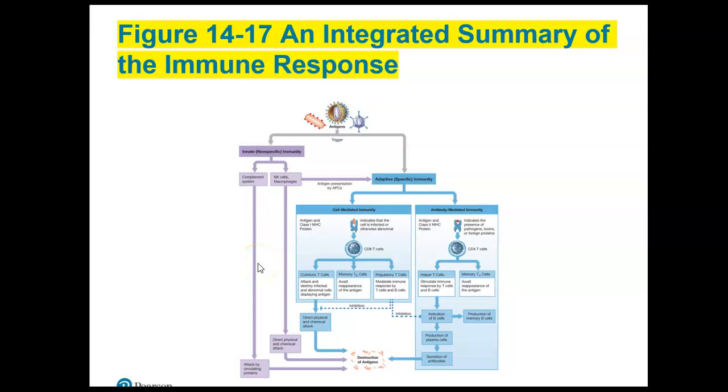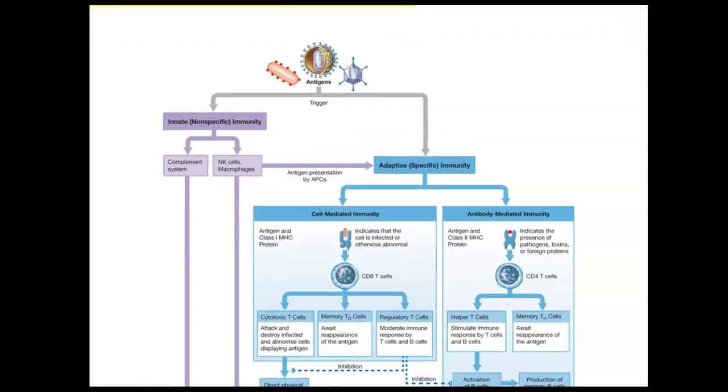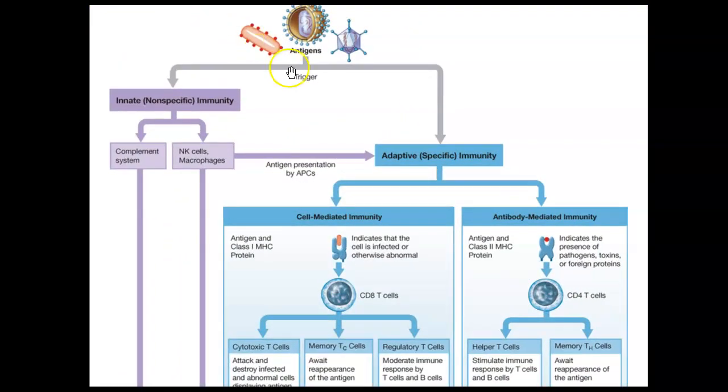This is figure 14-17. It is also slide 79 if you want to look it up. And I'm going to blow it up so you can see it bigger. But this is just a summary of the immune response. So antigens can be found on the surface of enveloped viruses, these little glycoprotein spikes that look like little blue popsicles.